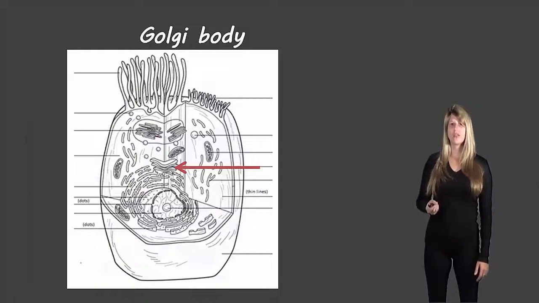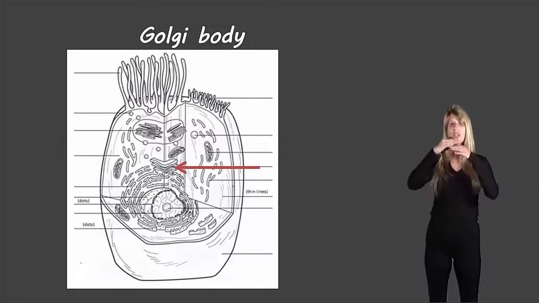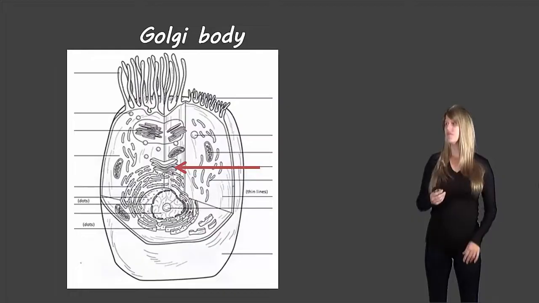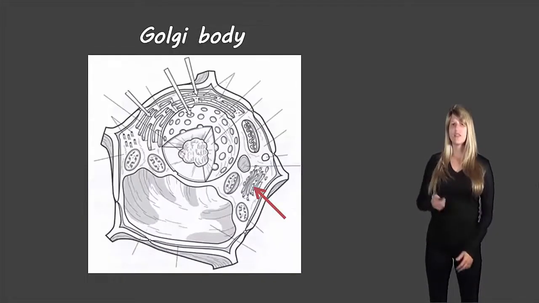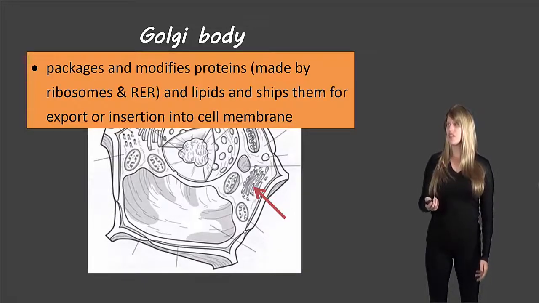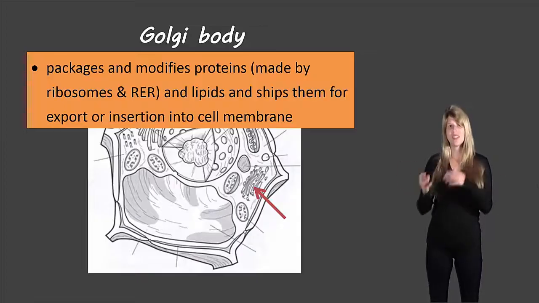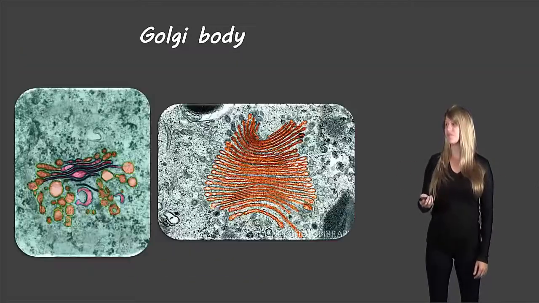The next one we'll look at is the Golgi body, which almost looks like a stack of pancakes. And so that's where it is on this diagram for the animal cell, and here you can see it on the plant cell on the right. So it packages and modifies proteins and lipids and ships them for either export or insertion into the cell membrane.